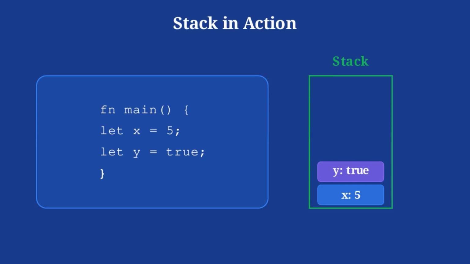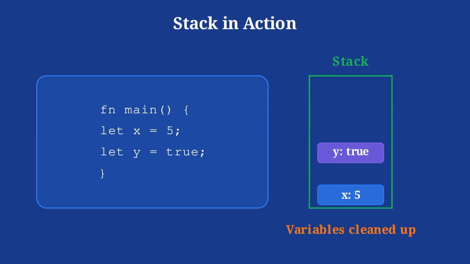Now, watch what happens when the function ends. The function's scope is over. The stack automatically cleans up. Because of LIFO, it pops the last item that was added, y, which is now gone. And then it pops the next item, x. And just like that, our stack is clean. This automatic allocation and deallocation is what makes the stack so efficient. There's no garbage collection needed for this data. It's all handled by the LIFO structure.